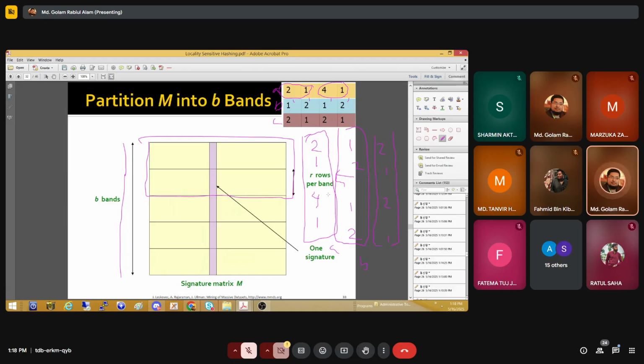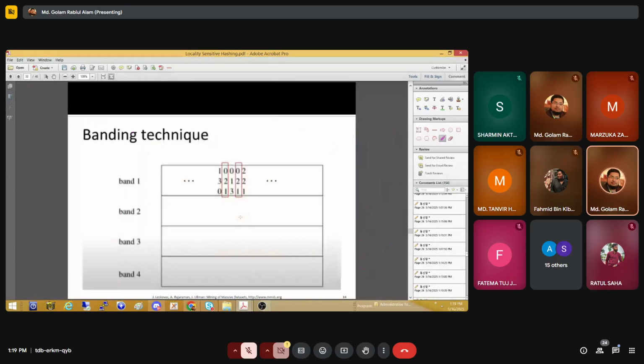So if we divide it into 2 bands, that means in one band we will get these 2 rows, and in another band we will get these 2 rows, and again these 2 rows and these 2 rows and these 2 rows and those 2 rows. Okay, we will get it like this way. So that means in every band we will get a part of signature A, a part of signature maybe C, like this way.